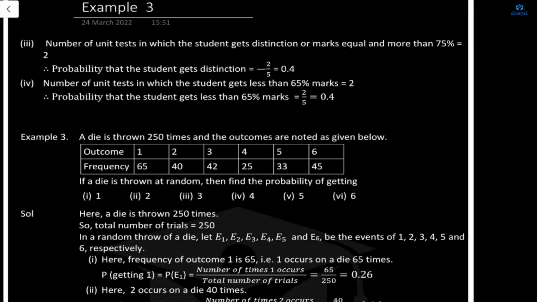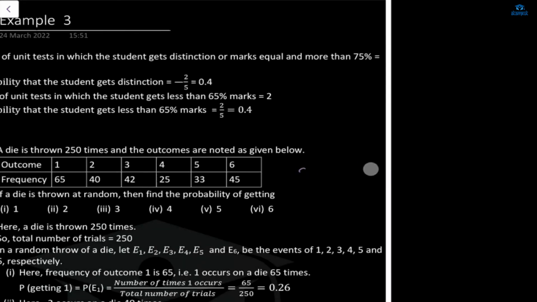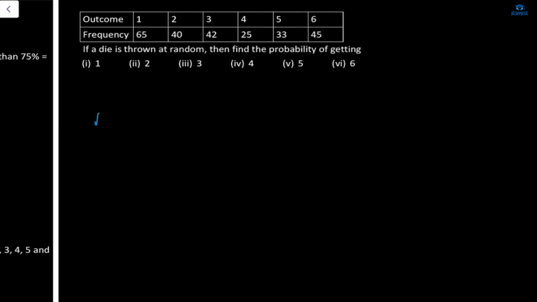Ma'am, it should be 65 by 250. Yes, because 250 is the total number of outcomes and we got 1 sixty-five times. So P(E1) is equal to 65 upon 250, sorry, 250 it is there, no? So P(E1) will be 65 upon 250.